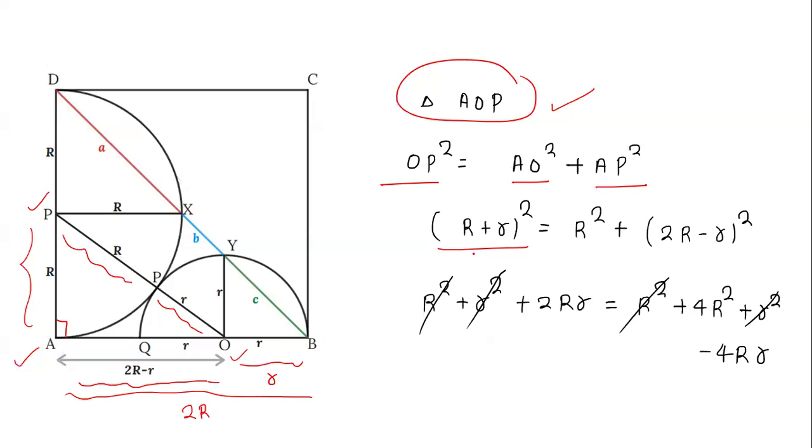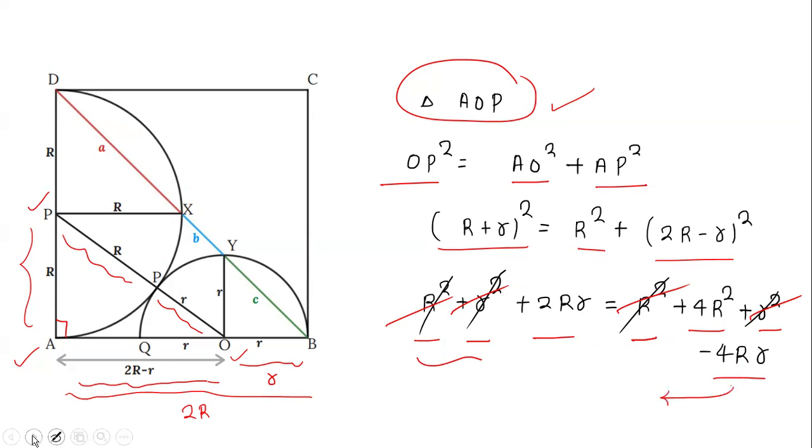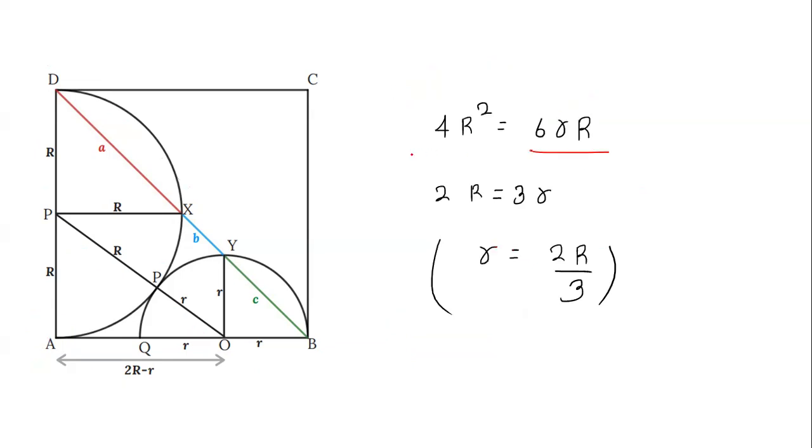We know it is capital R plus small r whole square. This is capital R whole square, and this is 2 times capital R minus small r whole square. So you open this: capital R square plus small r square plus this thing is equal to this capital R square plus 4 times capital R square plus small r square minus this. So these two will cancel with these two, and the 4 times capital R small r you can take to the left hand side, and it will become like this is equal to this.